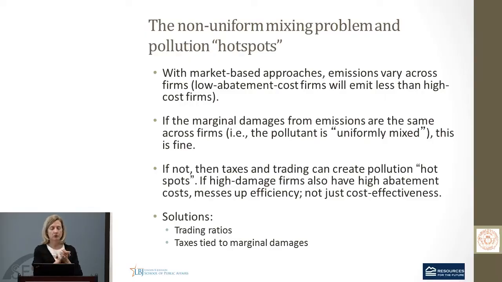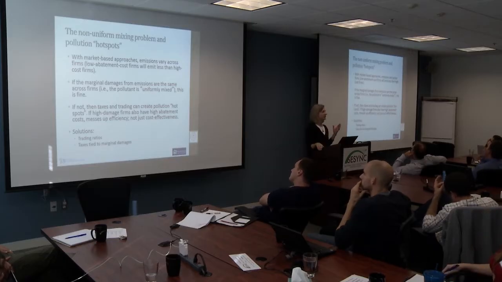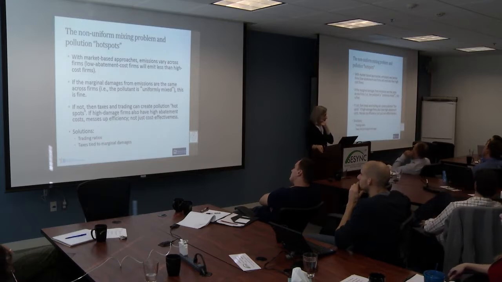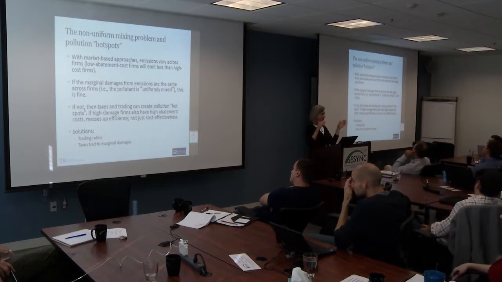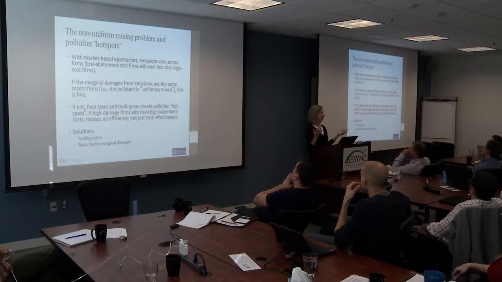Some other things to worry about. Okay, so one thing, what are some potential downsides here? One would be what I'm going to call the non-uniform mixing problem. The way I've talked about this, and even the way I drew that marginal damage function earlier when we talked about negative externalities, I'm saying that every firm has the same damages from pollution, that it doesn't matter where the pollution is emitted. I'm not causing differential marginal damages to society.